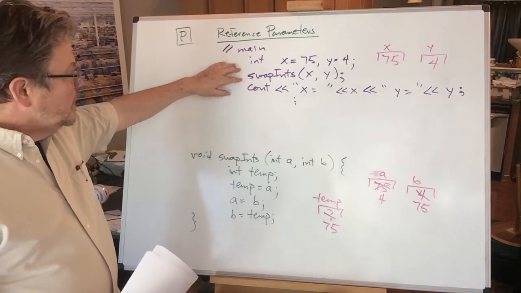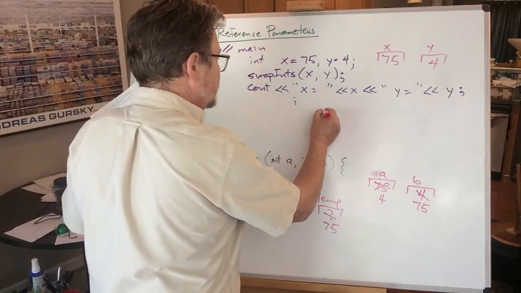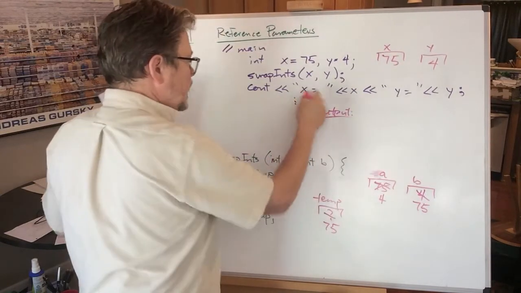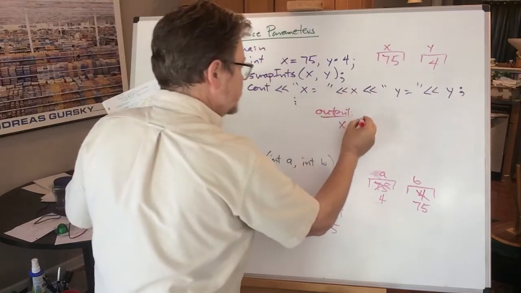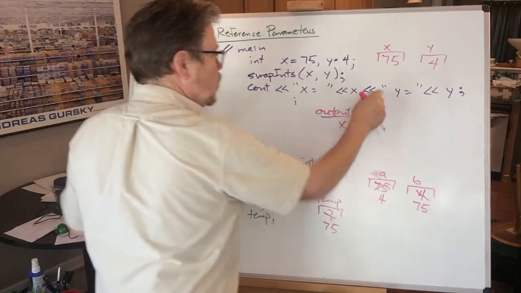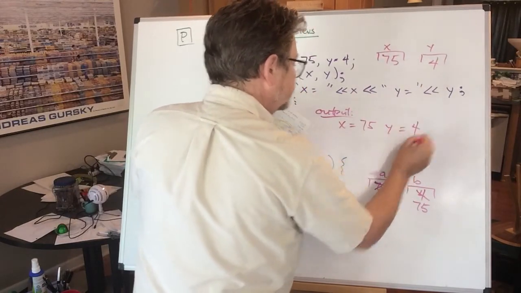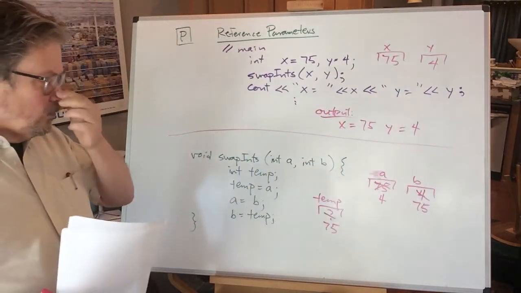Here we are. We just got back from function swap_ins, and it hits the cout statement next, and our output is x equals, well, let's see, value of x is 75. Y equals, value of y is 4. Done and done. What could be simpler?